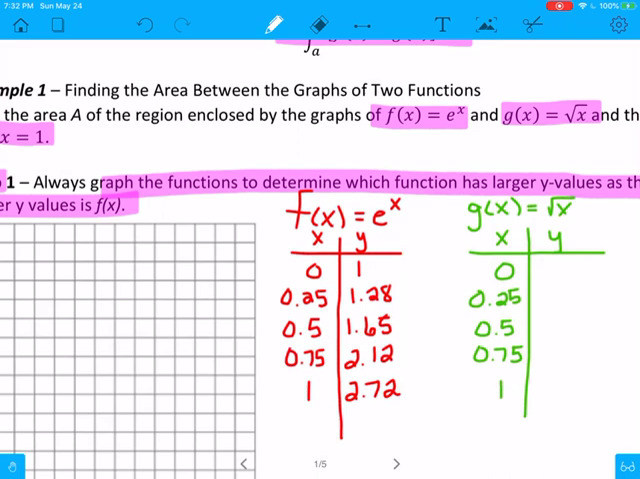So if I put 0 in for the x, I get square root of 0, which is 0. If I put 0.25 in for x, I get the square root of 0.25, which is 0.5. 0.5 in, I get the square root of 0.5, which is 0.71. And then I put 0.75 in for x, and I get the rounded version of 0.87. And the square root of 1 is 1.